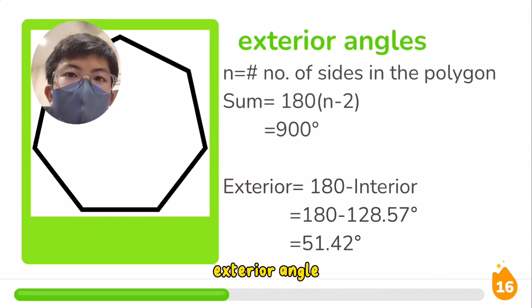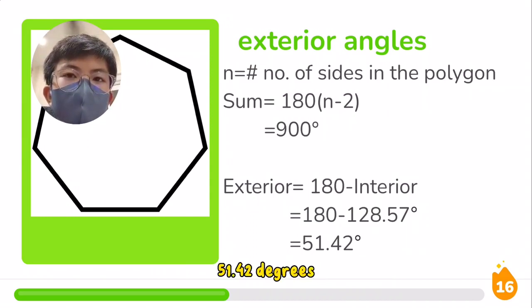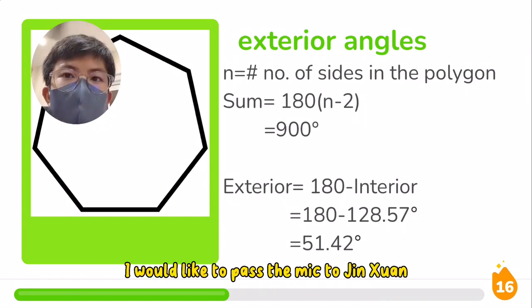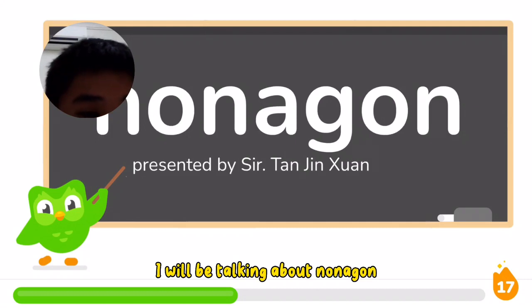To get the exterior angle, subtract one interior angle from 180 and you will get 51.42 degrees. I would like to pass the mic to Jingshen. Thank you, Kafai. I will be talking about a nonagon.